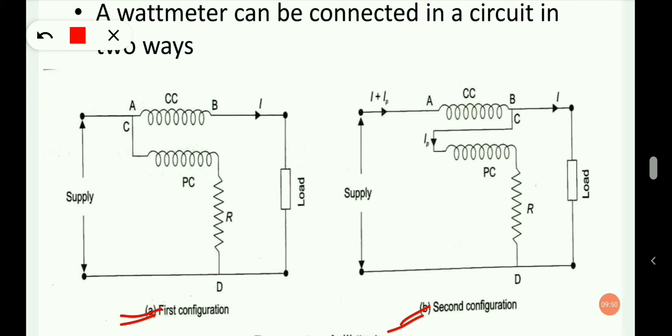However, if power loss is taken into account for accuracy constraints, the connection shown in figure B proves to be more appropriate, in which the loss occurring in the pressure coil is given as V square upon Rp.